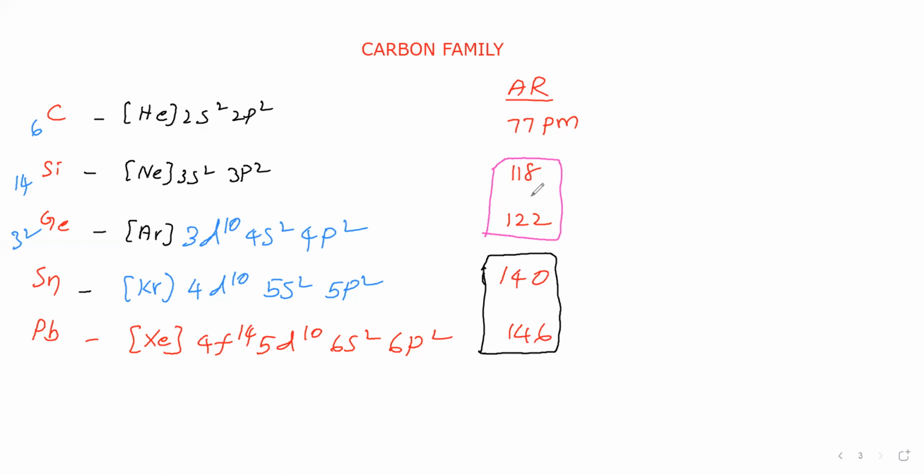Very less amount increasing because of this 3d10. Tin to lead increases less amount because of 4f14 shell. So in the atomic radius, down the group increases, but in the increase, some difference is there. From silicon to germanium, slight increase. From tin to lead, slight increase. In germanium, 3d10 is the reason. In lead, 4f14 is the reason. So, next we will see ionic radius.